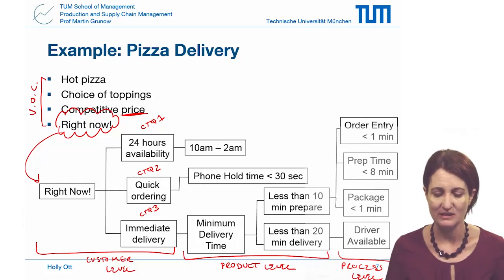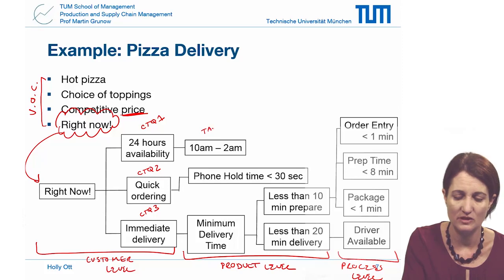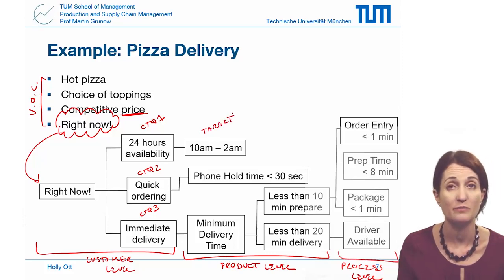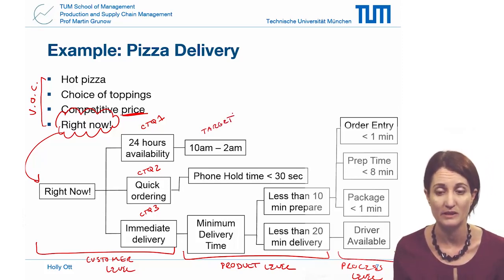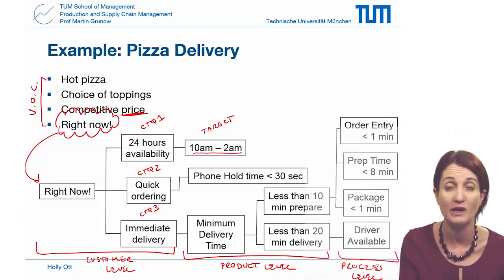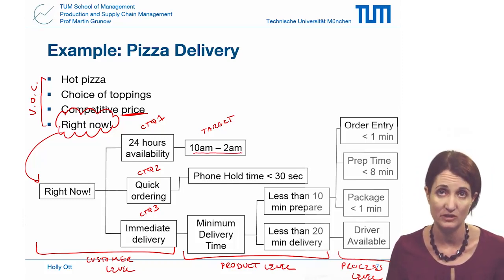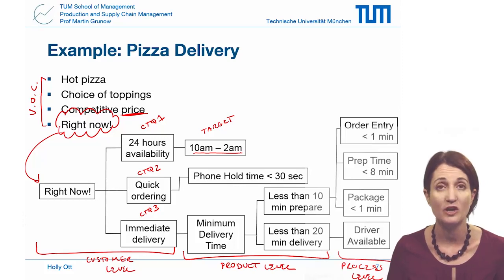Now we look at the product level. And here we can start to set targets. So the target for our critical to quality parameter 1, 24 hours availability. Well, turns out that's not going to be possible for our pizza delivery, but we will try to do 10 a.m. to 2 a.m. And that means 10 in the morning all the way until after midnight, till 2 in the morning. So pretty much the high pizza ordering time. That's going to be our target.